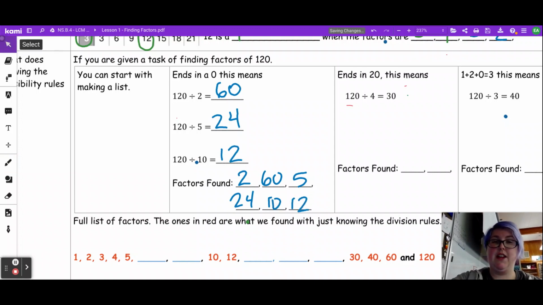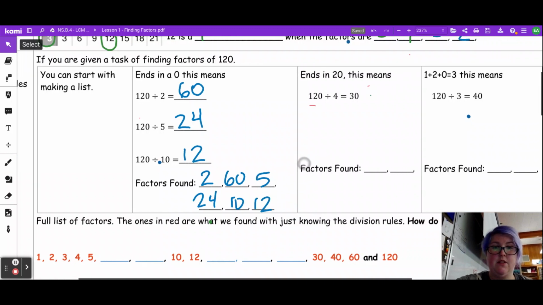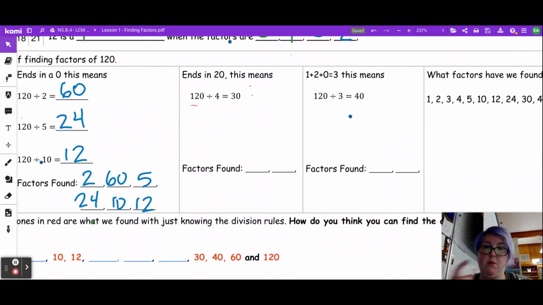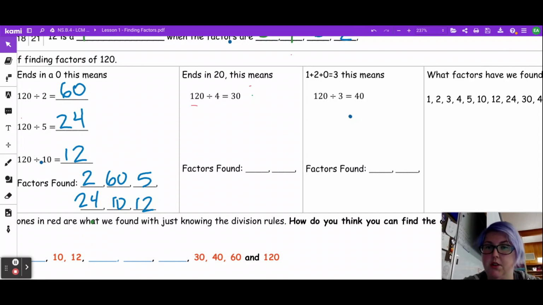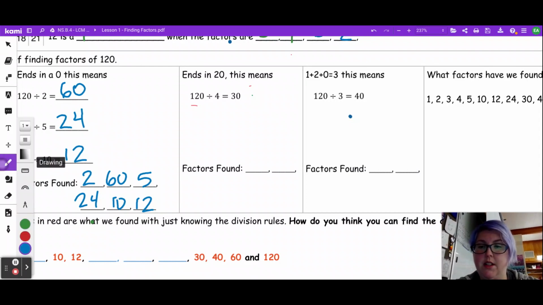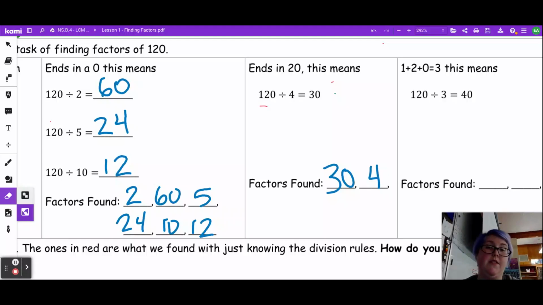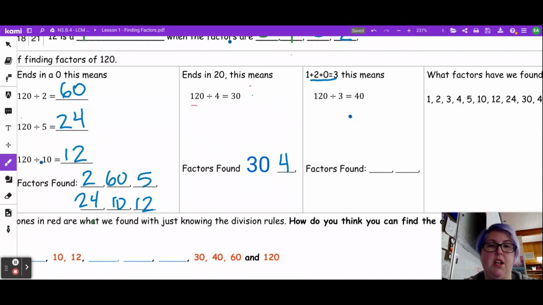So if it ends in a 20, this means that you can divide it by 4. So 120 divided by 4 is 30. So if it's divisible by 4, that means our factors are 4 and 30. The digits also add up to a multiple of 3, so this means that the factors of 120 are also 3 and 40.